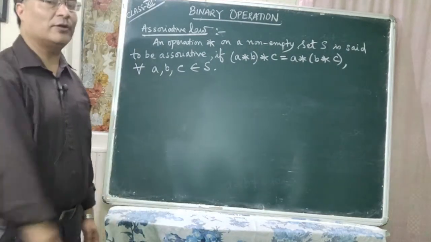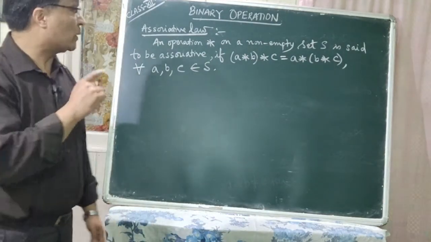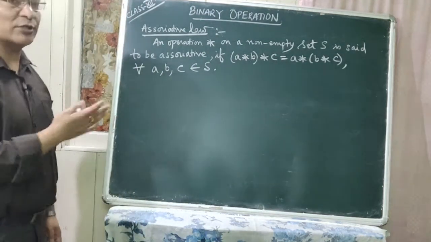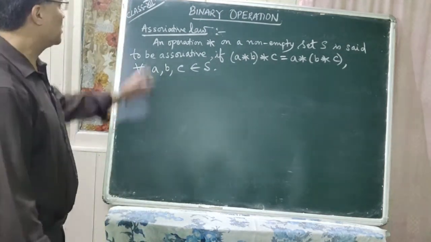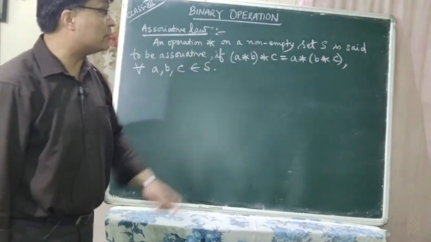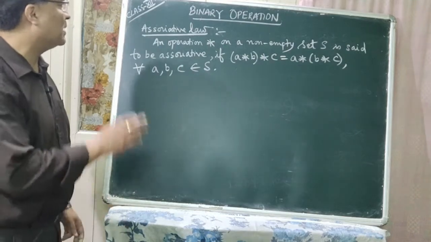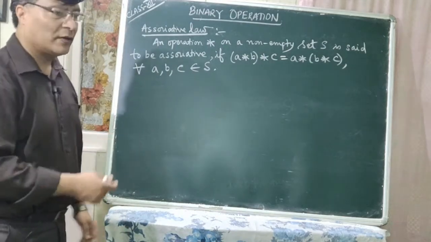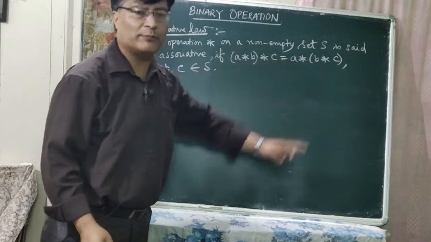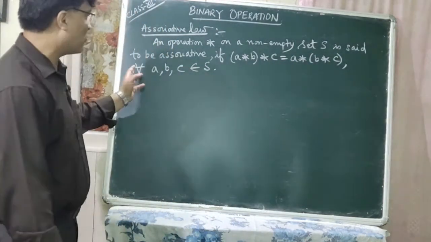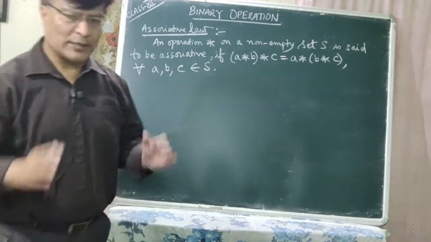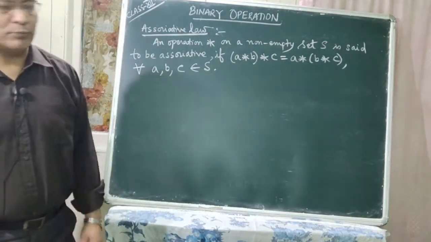So I think you have understood it. Let us give some examples. So what is associative law? An operation star on a non-empty set S is said to be associative if (A star B) star C is equal to A star (B star C) for all A, B, C belonging to the set S. So let us give some examples now.